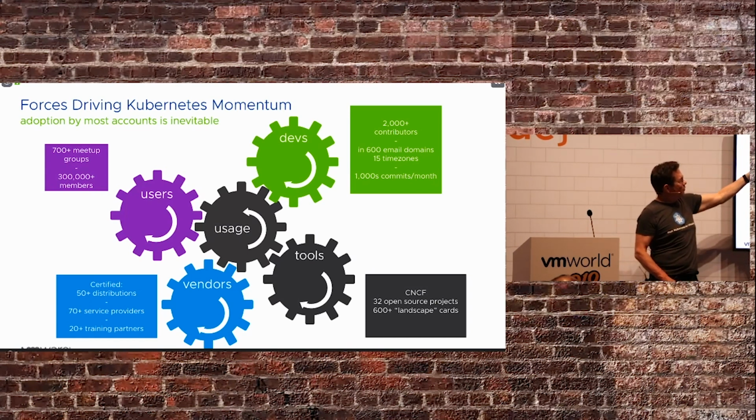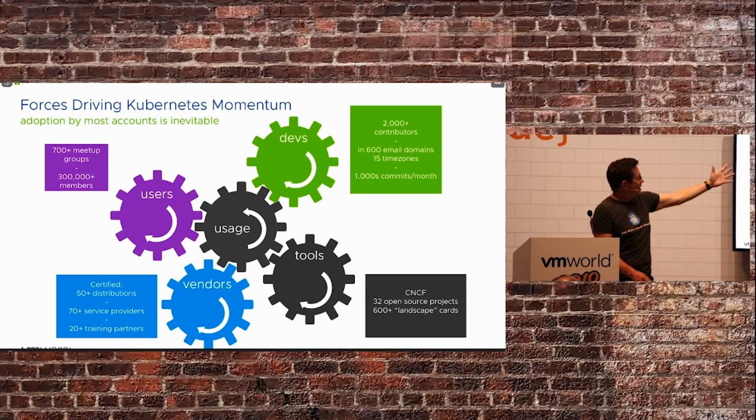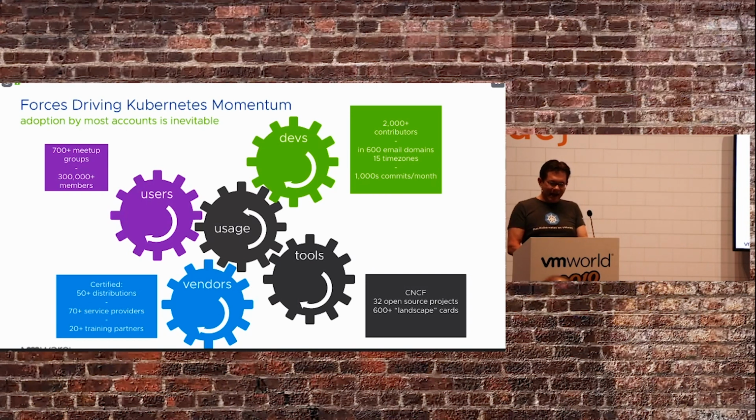We're now up to 700 plus meetup groups in various locations around the world, 300,000 members in those meetup groups. I won't read all these stats to you, but you can read them faster than I'd read them to you. But bottom line is there's a phenomenal amount of force, both from the vendor side and the user side, making this get bigger and bigger quarter after quarter.